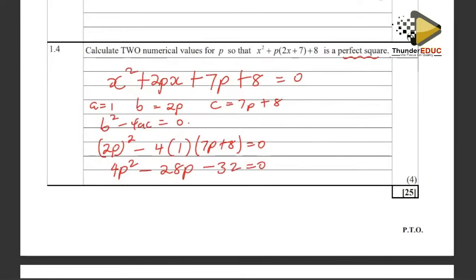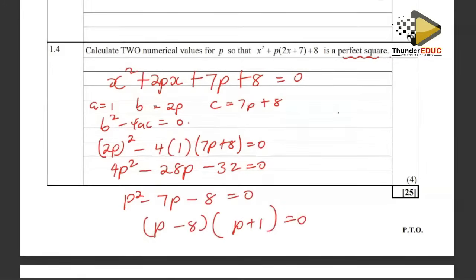We can divide through by 4. p squared minus 7p minus 8 is 0. Factor this out: it's (p minus 8)(p plus 1). So either p is going to be 8 or p should be negative 1. So that's how I would have gone about that.